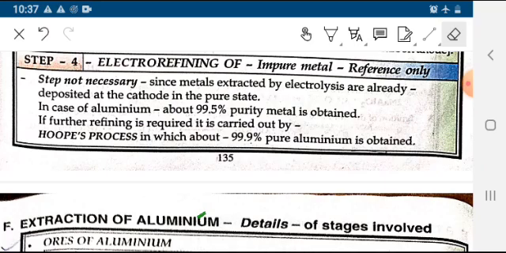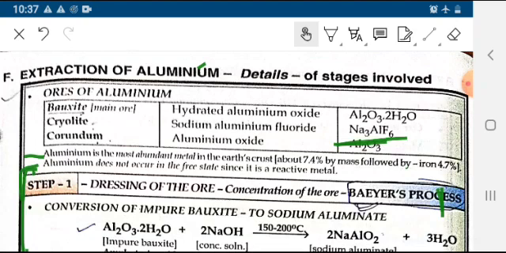Now we have to discuss the extraction of aluminium in detail, and we will be discussing it in our third lecture, that is extraction of aluminium in detail.